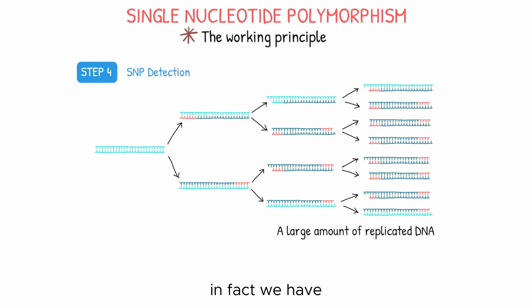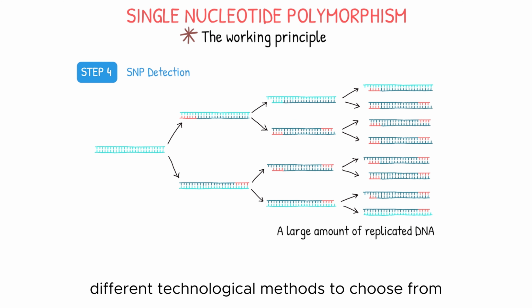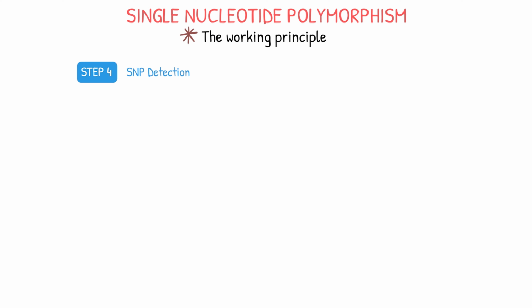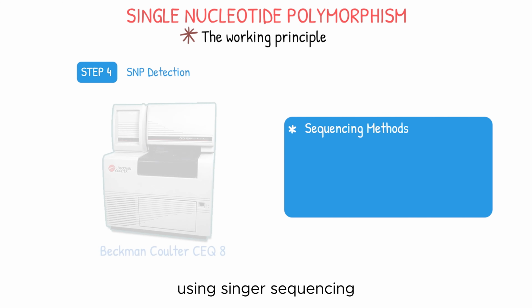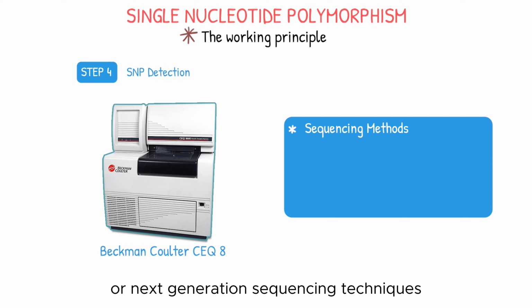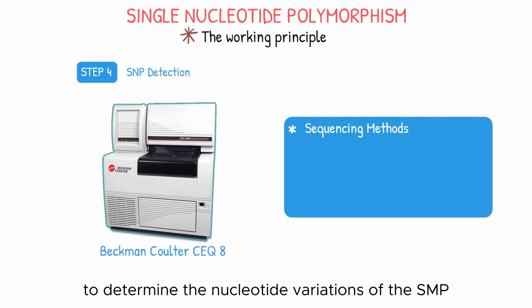In fact, we have different technological methods to choose from to achieve our goals, including A. Sequencing methods, using Sanger sequencing or next-generation sequencing techniques such as Illumina sequencing to sequence the amplified DNA fragments, followed by analyzing the sequenced DNA to determine the nucleotide variations of the SNP.